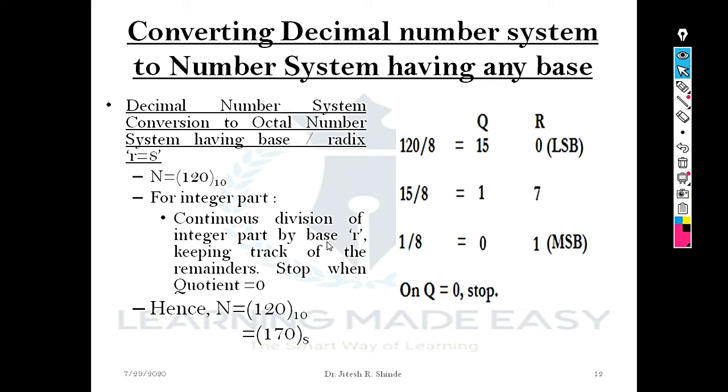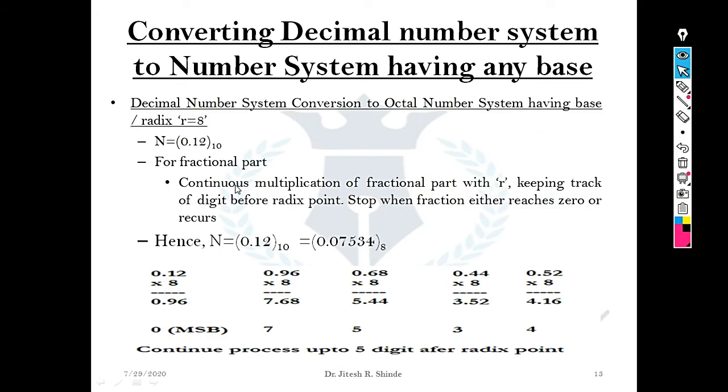This was the case for the integer part. Let's see the case for the fractional part. What's the concept for the fractional part? For the fractional part we are adopting the concept of multiplication by the radix. Stop when the fraction part either reaches 0 or it recurs. So 0.12 into 8, what's the answer? 0.96. 0 has been noted down here. This is our MSB.